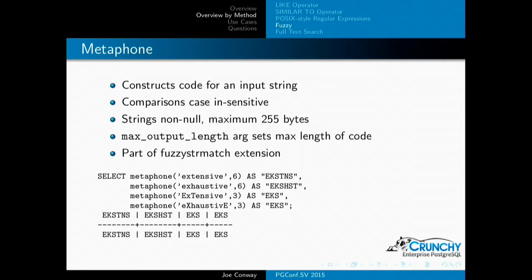Metaphone also creates a code similar to Soundex, but you get to specify how long the output code's going to be. It's case insensitive to begin with. It's also limited to 255 bytes. And you use this max output length to set the length of the output code that you want. So you can take Metaphone of extensive and exhaustive using 6-character output, and the same 2 words with different casing with 3-character output, and you'll see that in that first case, they actually don't match. But if I boil it down to the 3-character output, it declares them a match. So you can imagine tweaking the length of the output string to figure out how close you want these things to match, or you could also combine methods and use something like Levenshtein over Metaphone to say how close do these output strings have to be.